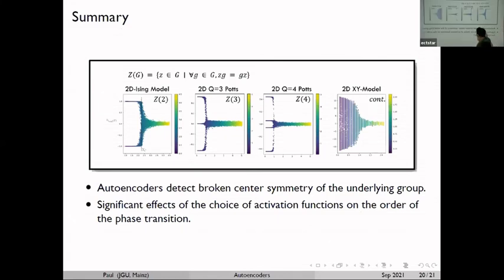So we know that the network that we have captures the broken symmetry: for 2D Ising it is Z2, for the 2D Potts model Z3, for the Q equal to 4 Potts model Z4, and for the 2D XY model it is continuous. So the network captures this particular broken symmetry quite well, which one can leverage to compute or pinpoint the critical temperature. And also we saw some significant effects of the choice of activation functions, which needs further investigation.